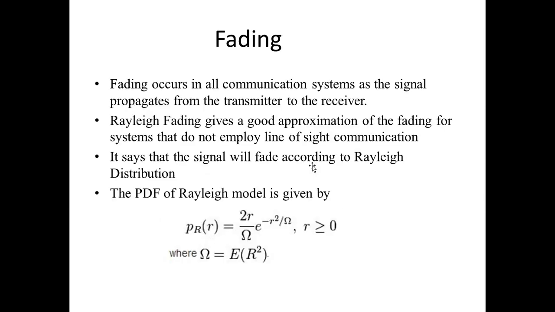Now fading. Fading is a very important factor which plays a major role in all communication systems. So fading majorly happens in the channel due to environmental effects, noise, interference, or any other effect which might cause the signal to fade. So Rayleigh fading gives a good approximation of the fading for systems that do not employ line of sight communication. It says that the signal will fade according to Rayleigh distribution, which is given by the equation shown in the presentation.